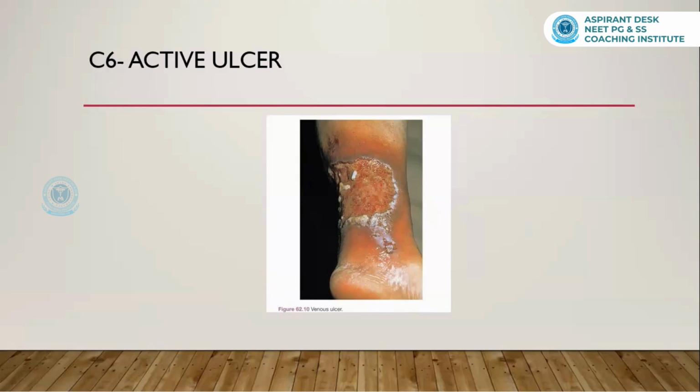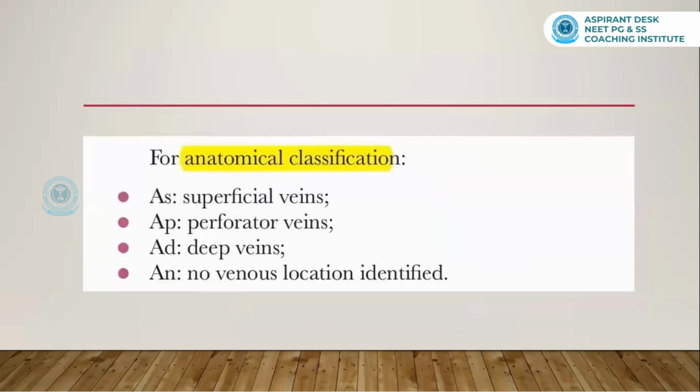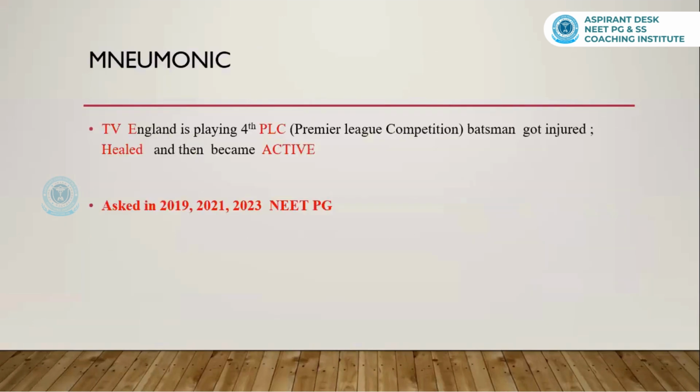Usually they are asking something like asymptomatic varicose vein or eczema or edema. Okay, so we should be very much thorough about this classification. Okay, don't forget this mnemonic. TV, television, England is playing fourth Premier League competition. So in that, batsman got injured, healed, and then became active. So TV, telangiectasia 1, V, varicose vein 2, England, edema 3, not eczema, edema 3.